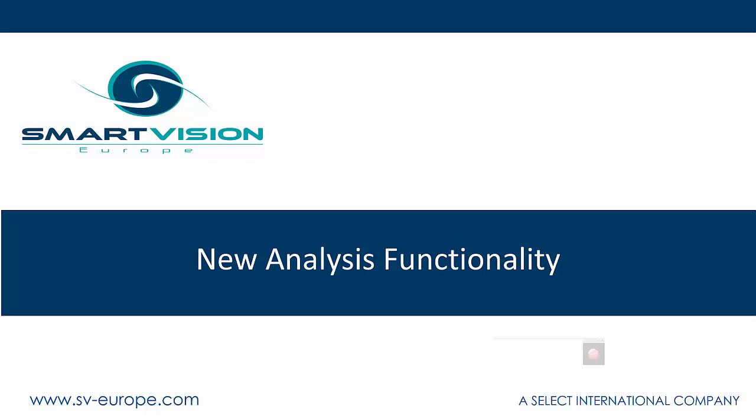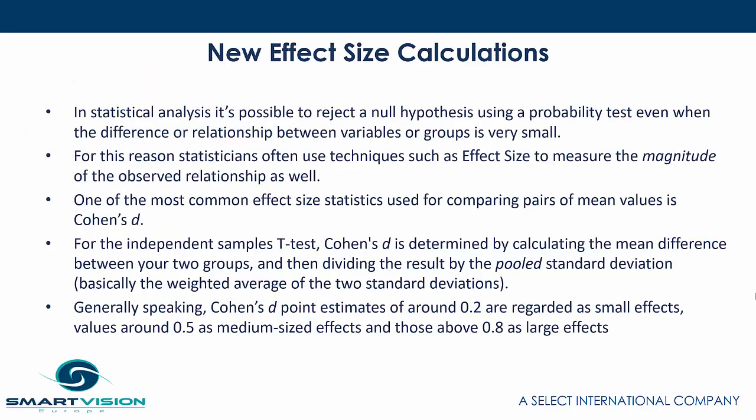Okay, let's have a look at the new analysis functionality within IBM SPSS Statistics version 27. The first thing we're going to look at are effect size calculations. Now, you may be aware that in statistical analysis, it is actually possible to reject a null hypothesis, that is, in inverted commas, to find a statistically significant result when you're using a probability test like chi-square or t-test, even when the difference or the relationship that you're observing is quite small or quite weak. So it is possible to say this is statistically significant, but the difference is actually very small.